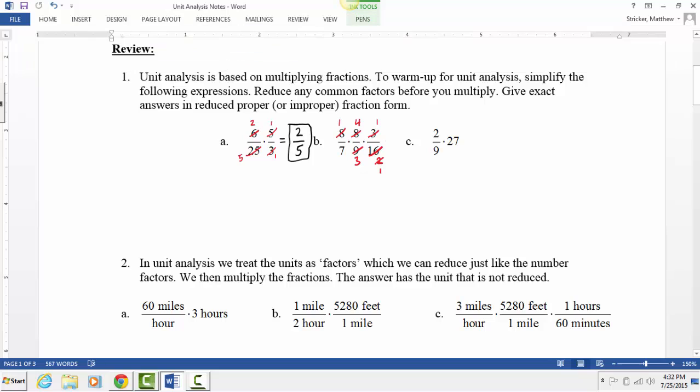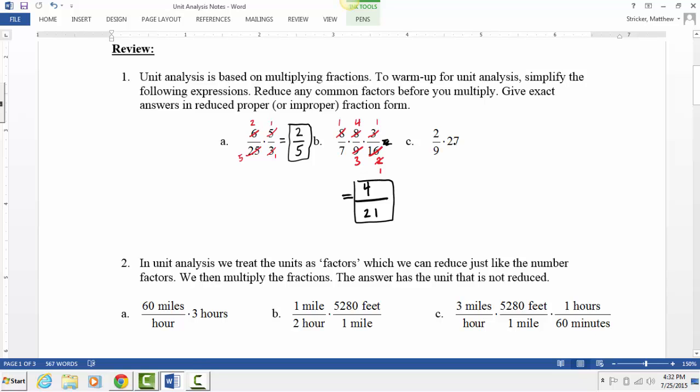Now I think we're at a place where we can multiply across. If I multiply the top numbers, I have 1 times 4 times 1, which is 4. On the bottom we have 7 times 3 times 1. 7 times 3 is 21. So we have 4 over 21.